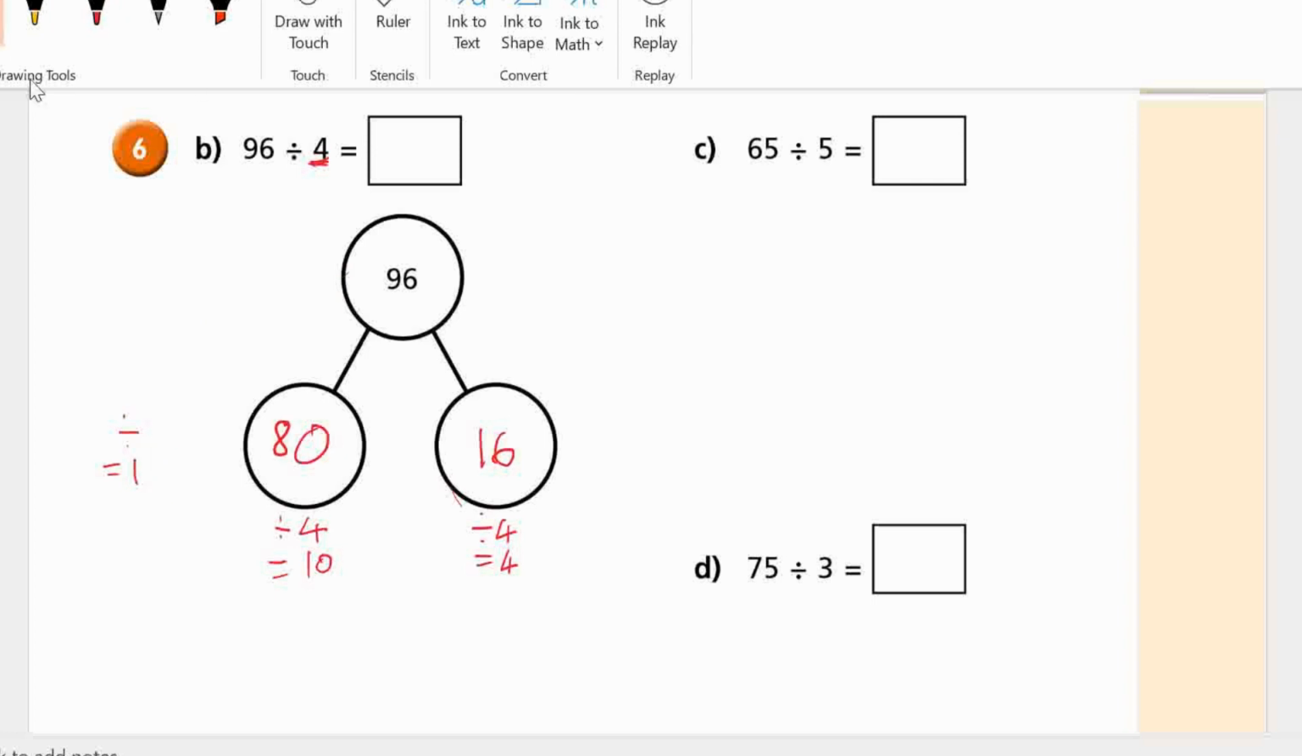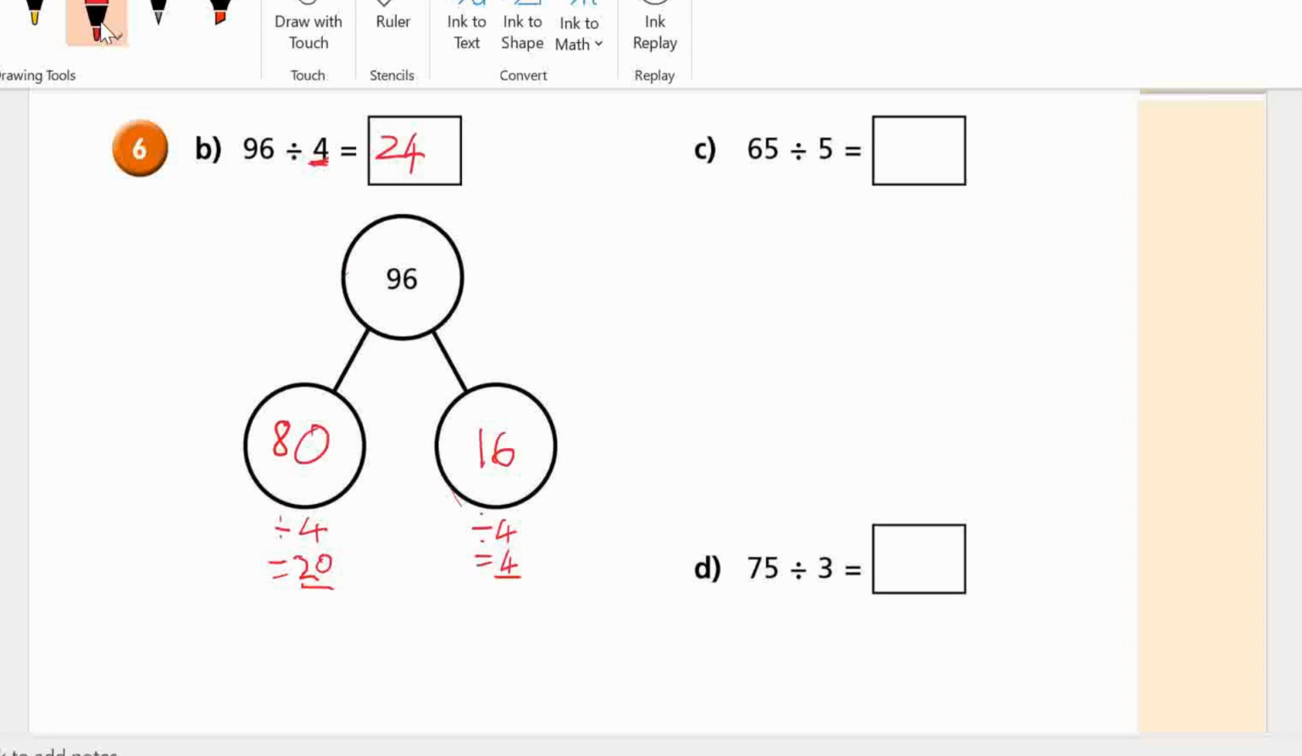So, if 40 divided by 4 gives you 10, what does 80 give you? 20, good job. Okay, so there we have our answer, 20 plus 4. Good, 24 is our answer. Okay, right, so now we need to do the same here.